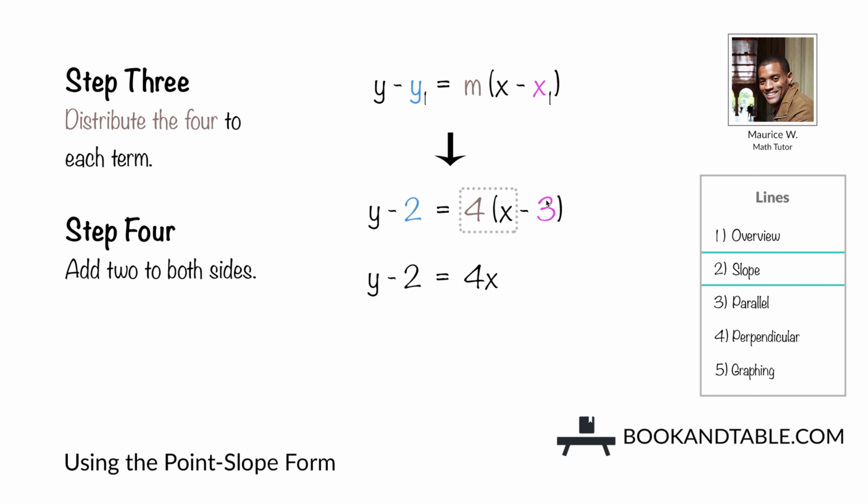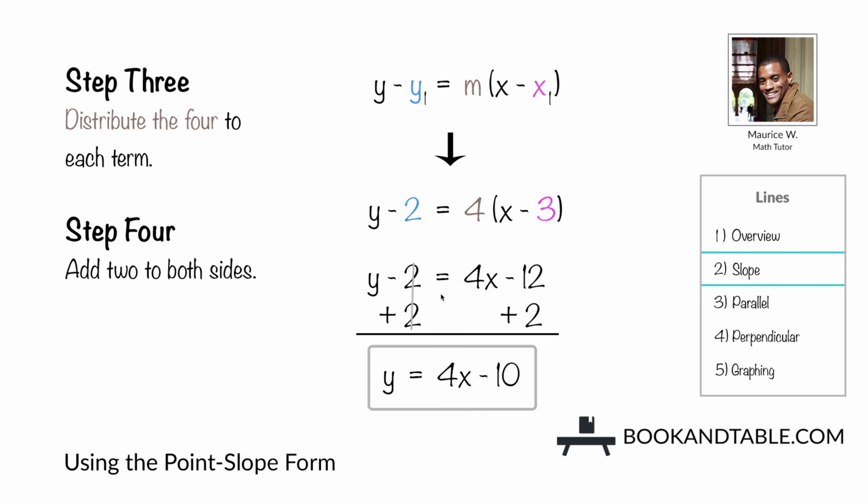So 4 times x gives you 4x. 4 times negative 3 gives you negative 12. So we wind up with y minus 2 is equal to 4x minus 12. So now we want to isolate our y. So we add 2 to both sides to get rid of this negative 2, leaving us with y is equal to 4x. Negative 12 plus 2 is negative 10. So the equation of the line using the point slope form winds up being y is equal to 4x minus 10.